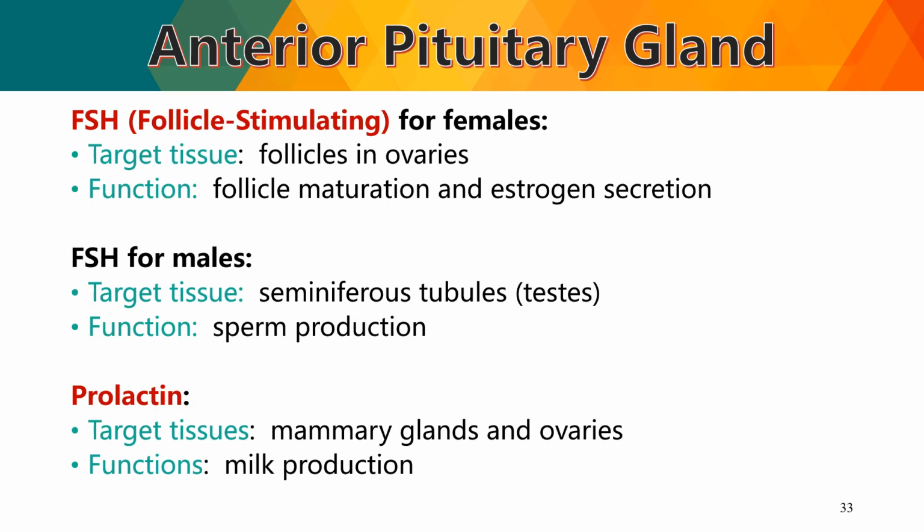You also have your FSH or your follicle stimulating hormone for females. So the target is the follicles of your ovaries, and it is for follicle maturation and estrogen secretion. For males naman, it is targeting the seminiferous tubules of the testes, and it is responsible for sperm production. And then you also have the release of prolactin. The target is your mammary glands and ovaries for females, and of course, it is for milk production.